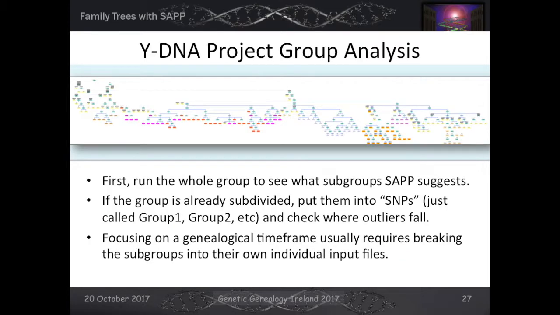I'll quickly run through, if you are a project admin or you do have a larger group to analyze, how you would go about it with this tool, just in closing. So this is an example, and you won't see the detail, but the details are not important. That's an example from the Vance surname project. All right, I'll try this one.